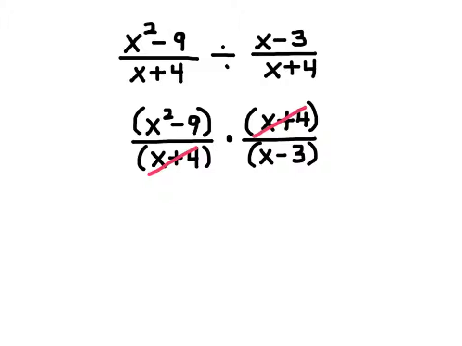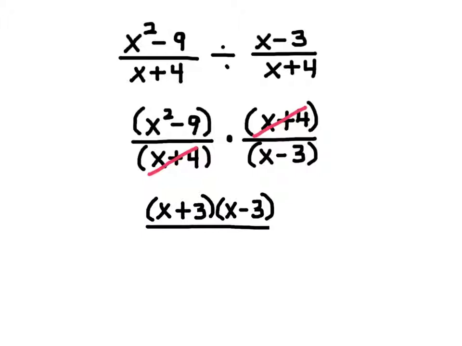Well, I notice that x squared minus 9 is the difference of two perfect squares, and the difference of two perfect squares factors into the product of the two conjugate binomials, x plus 3 times x minus 3. That's my numerator. In the denominator, what I have left is x minus 3. Clearly, I can cancel out the two binomials x minus 3 that are in the numerator and the denominator. My final answer is x plus 3. This is the simplified solution to this division problem.